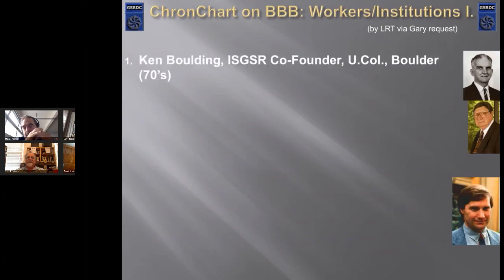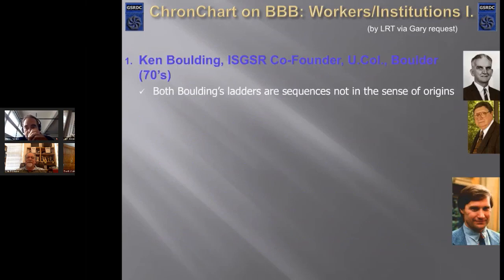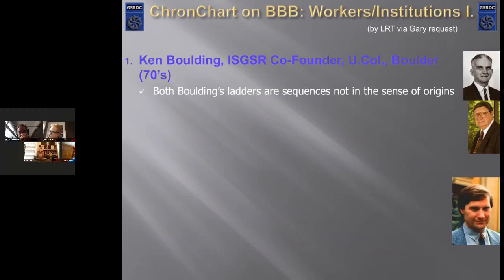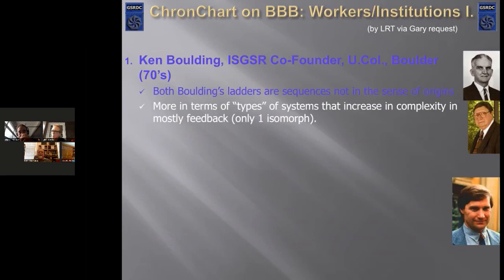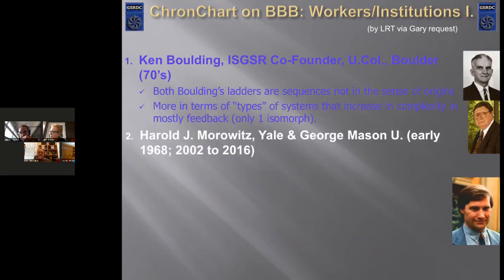So we don't start the systems view until the 70s, the 1970s, with Ken Boulding, who's another of the founders of the ISGSR, General Systems Theory. But if you look at Boulding's ladders, which are constantly being cited nowadays in the modern literature by people like Wilby and so on, these are sequences, not in the sense of origins. It doesn't talk about origins per se. It talks about types of systems, and mostly the increase in complexity in mostly just one isomorph feedback. And then it continues in the later 60s of 1900 and even to the present time.